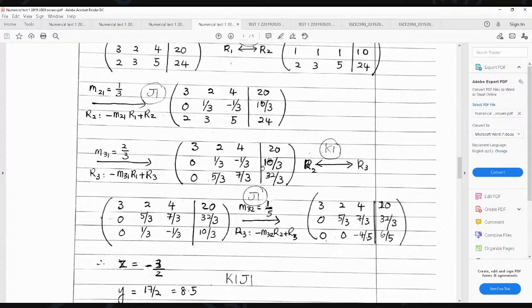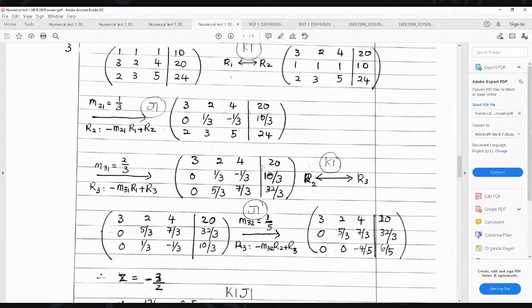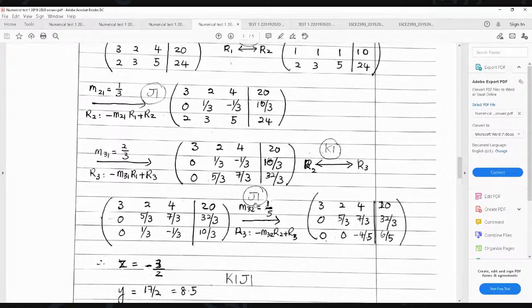So be careful. How many elements do you need to change? 1, 2, 3, 4, 5, 6, 7, 8, 9, 10, 11. 11 elements of matrix A will be changed.